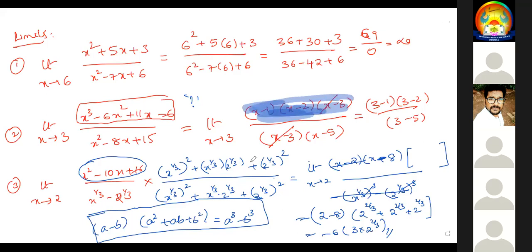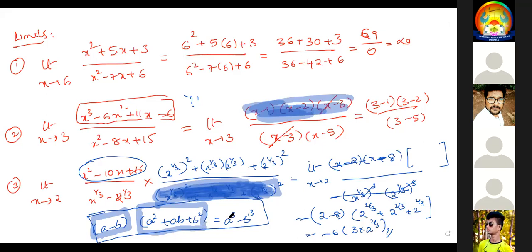Now, second thing, have you got this as a rationalizing factor? I'm giving the answer to this question. If a minus b is there, we have to multiply with a square plus ab plus b square. Then only you'll get a cube minus b cube.